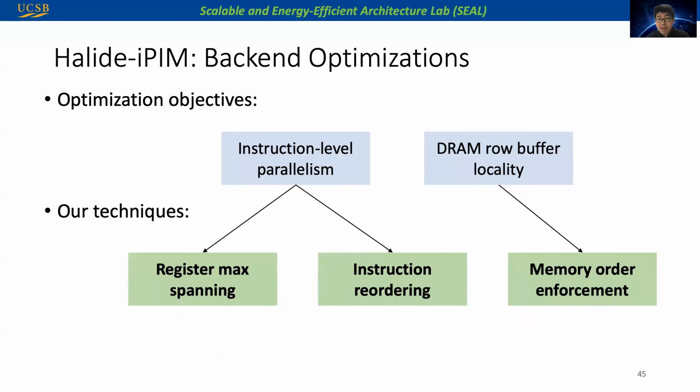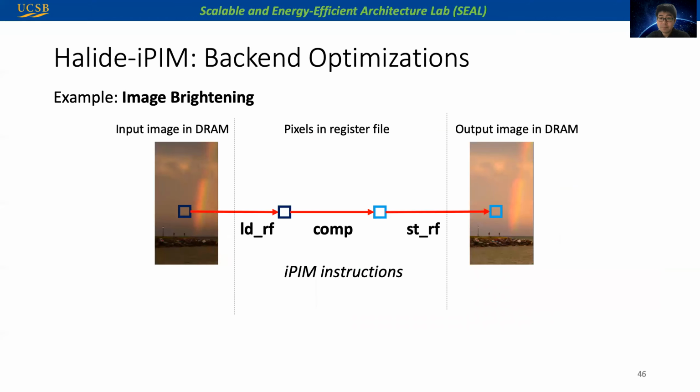The Halide iPIM backend optimizations have 2 objectives: maximize instruction level parallelism and increase DRAM row buffer locality. Since iPIM adopts a simple in-order core without renaming mechanisms, we introduce register max spanning allocation and instruction reorder algorithms to maximize instruction level parallelism. Also, iPIM relies on high memory bandwidth, so we propose memory order enforcement to improve DRAM row buffer locality.